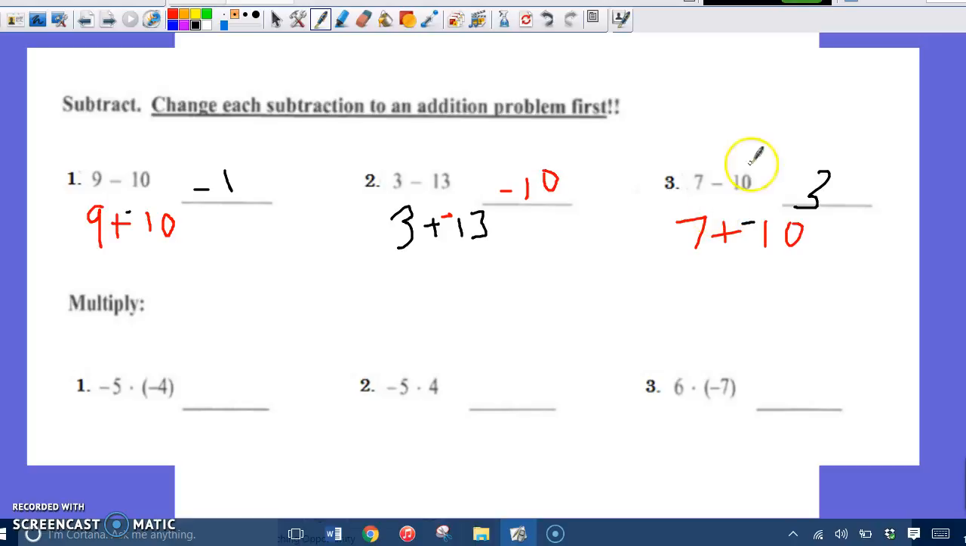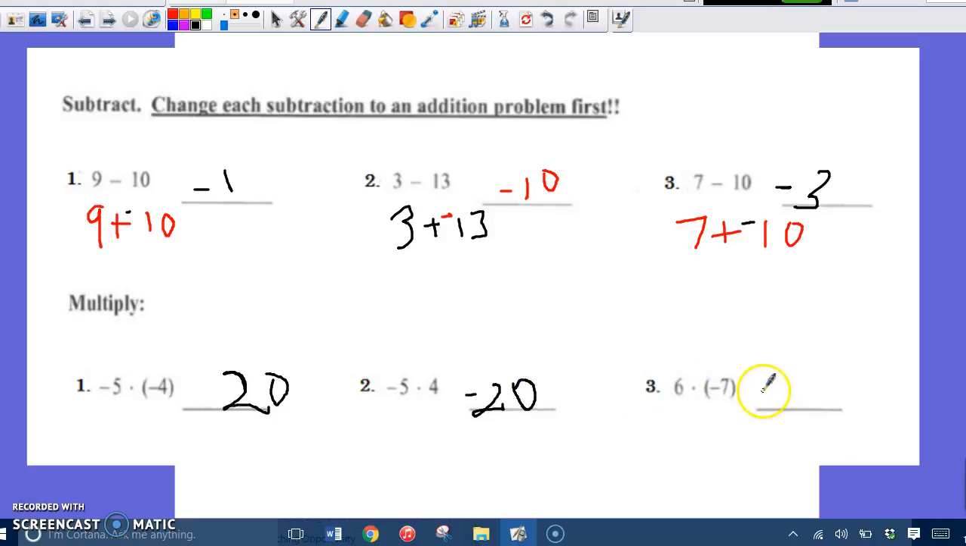Keep the sign of the higher digit. Okay? Multiplying rules. A negative times a negative is positive. 5 times 4 is 20, so it's going to be a positive 20. A negative times a positive is a negative. 5 times 4 is still 20.